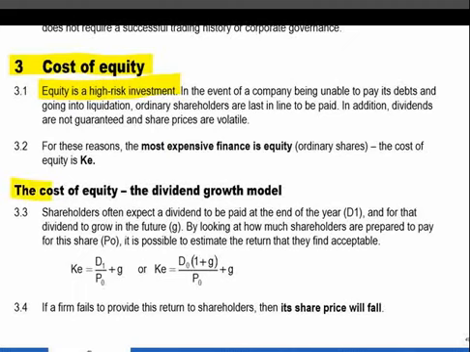The first method, the dividend growth model, involves the use of formulas, and the best way of building an understanding of these formulas is to look at a lecture example. But you should note that these formulas are given. You do not have to learn them. If a company fails to provide the return that's expected by its shareholders, then its share price will fall. And clearly, as we've said in the earlier chapters, the objective of financial strategy is to maximise shareholder wealth, so we don't want that to happen.